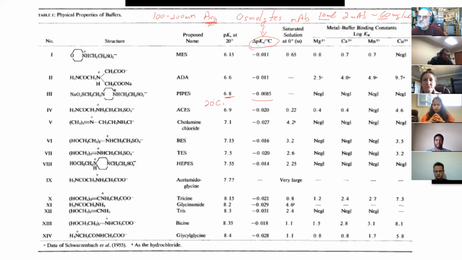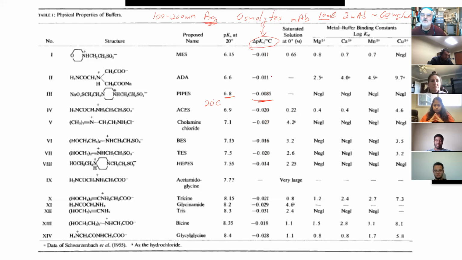Okay, so if you make up a solution at 20 degrees and then you cool it down, the pH will no longer be what it was on the bench at 20 degrees. If you heat it up to 37 degrees or higher, the pH won't be the same. It'll change, and it'll change by this amount. Okay. All right. And so this delta pK is a feature of each buffer.